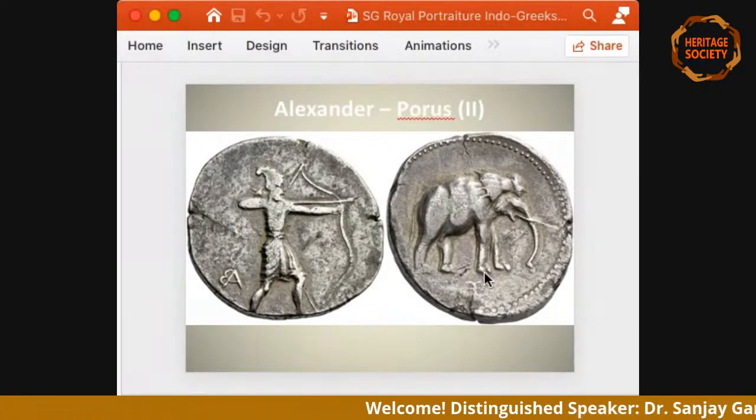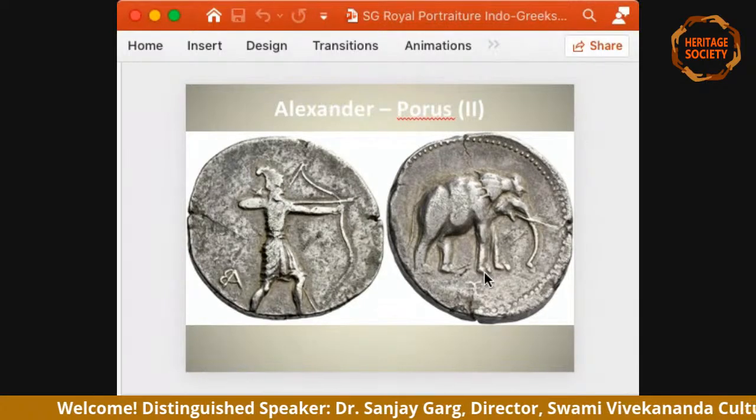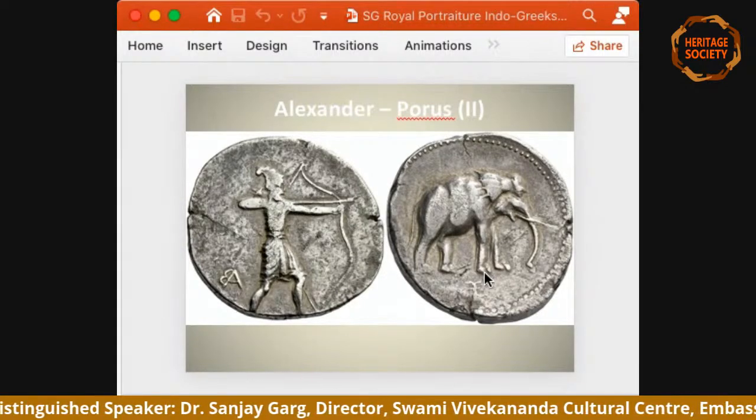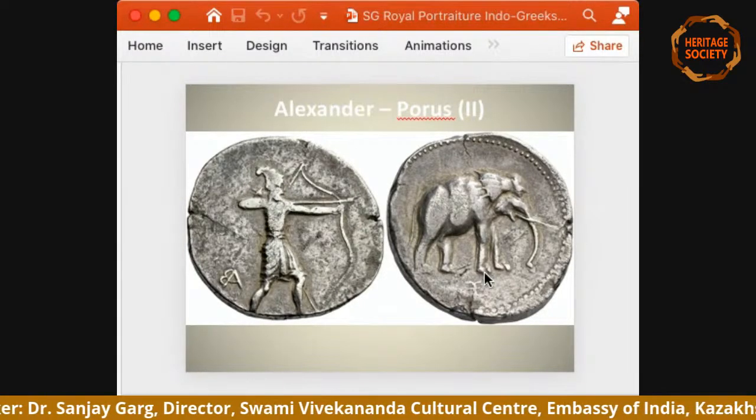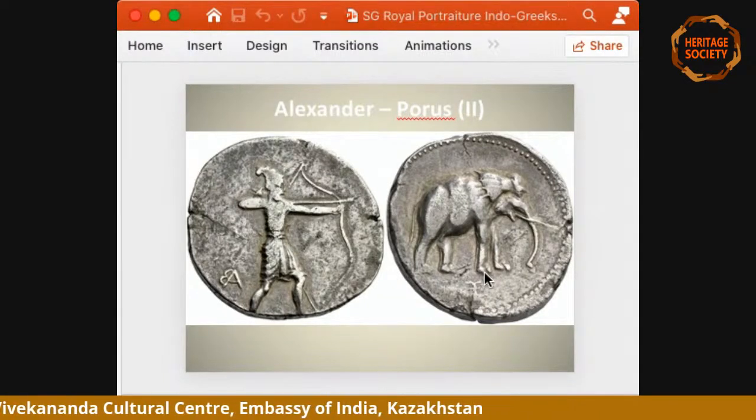It's a very rare coin. Only a very few pieces are known, and possibly it was again issued to commemorate the victory of Alexander in the Battle of Hydaspes.